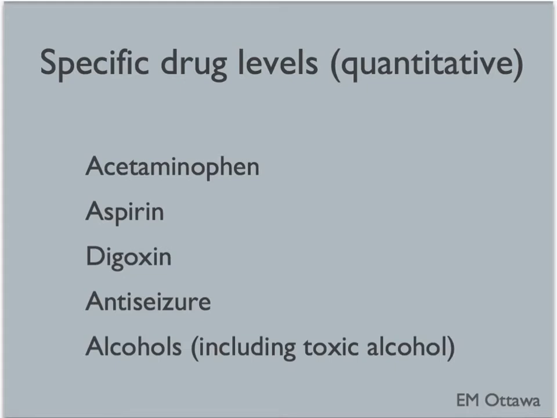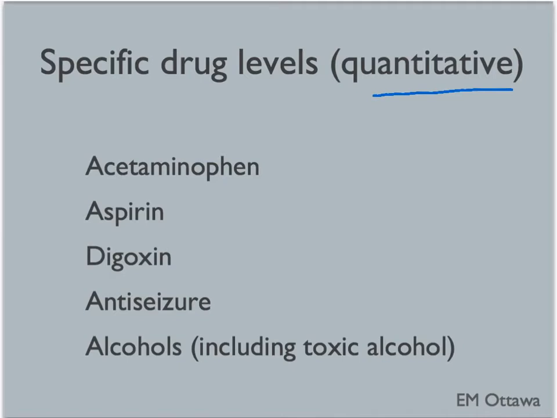Sometimes, once we have more information, we like to know the specific drug level to confirm how much the patient's serum drug level is, whether it is in the toxic range. These levels can be obtained, such as for acetaminophen, aspirin, digoxin, anti-seizure medications, or toxic alcohols such as methanol, ethylene glycol, and just simple alcohol as well. These drug levels give you the amount that's in the body, or what's known as a quantitative test.